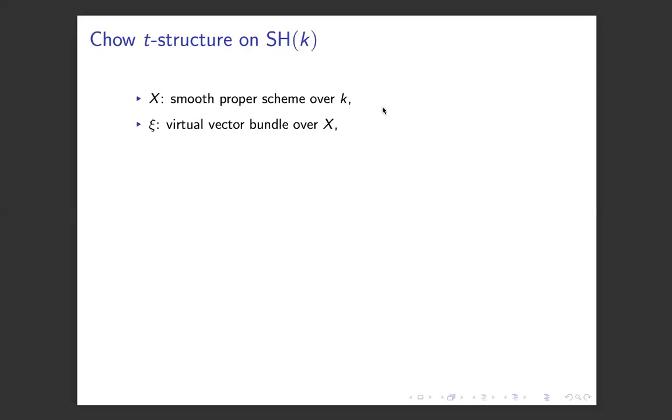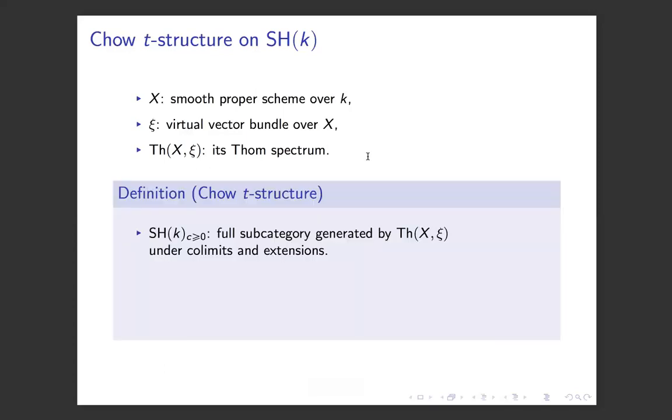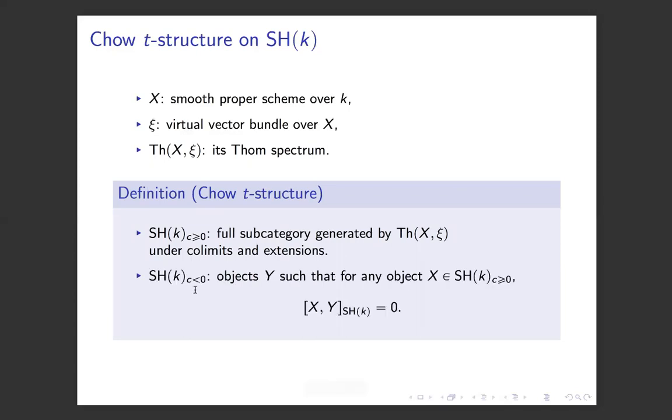We start with any smooth proper scheme X over K and any virtual vector bundle over X. This is our notation for its Thom spectrum. So the Chow t-structure is defined simply by the following. We say the positive part is generated by all Thom spectra under colimits and extensions. And the negative part of this t-structure are just objects such that anything in the positive part maps trivially into such an object. By the general construction, say Jacob Lurie's work, this will always define a t-structure.